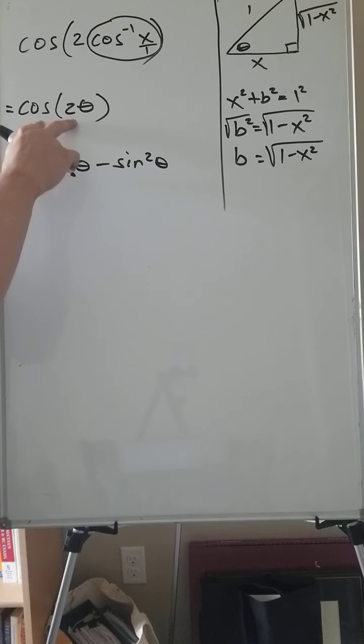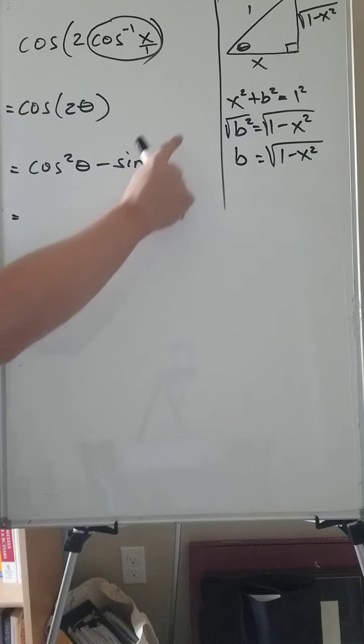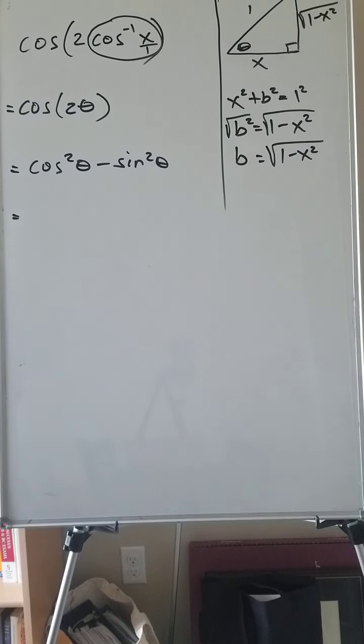But the reason why I want to turn this into this is because when my angle is theta, I have the triangle that I can use to figure this out. If I stick with 2 theta, I don't have a triangle with an angle called 2 theta, so I can't really do anything with it. But once I recognize that this is a double angle formula, I'll use one of the double angle formulas for cosine. Doesn't matter which one, I chose the first one.